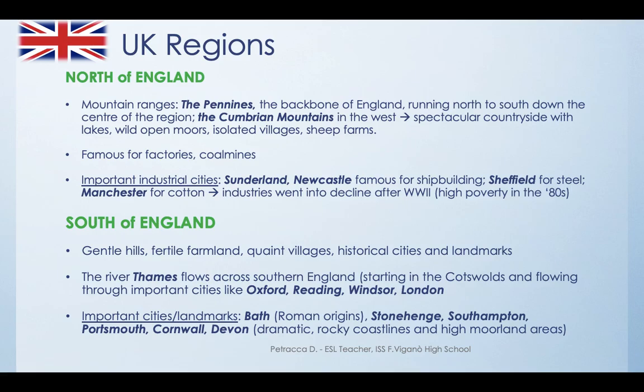The south of England is characterized by gentle hills, fertile farmland, quaint villages, historical cities and landmarks. The River Thames flows across southern England, starting in the Cotswolds and flowing through important cities like Oxford, Reading, Windsor and London. Important cities and landmarks are Bath, famous for its Roman origins, Stonehenge, Southampton, Portsmouth, Cornwall and Devon. The former ones are characterized by dramatic rocky coastlines and high moorland areas.